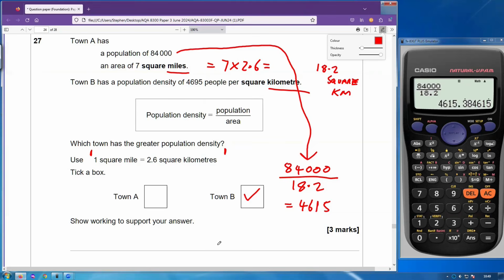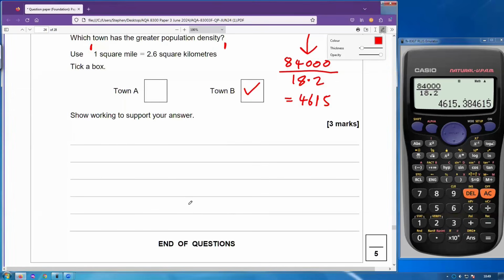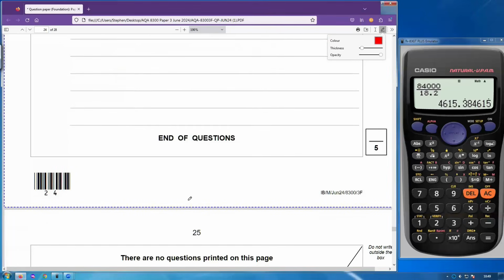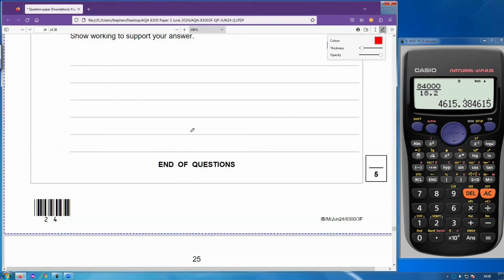If you want to, put little lines in like that. End of questions. Okay, I've also done paper 1 and paper 2, which I'll put on the screen now.